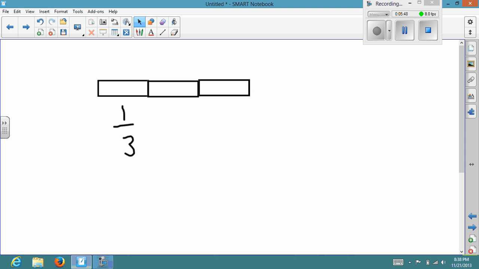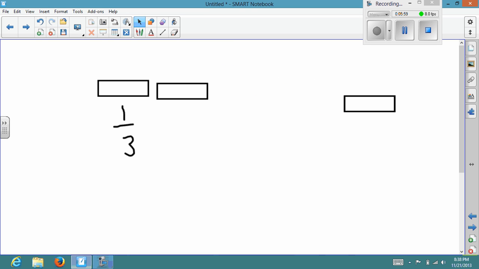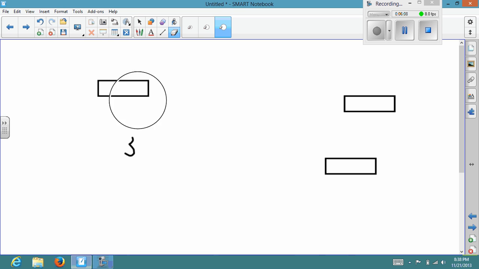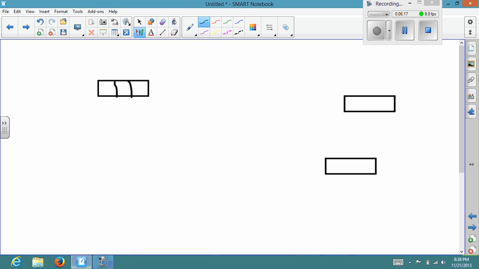Okay, so that was fairly easy. Suppose you were told that this piece here represented the whole, and then what would 1/3 look like? So if that's a whole, what's 1/3 going to look like? Well, you're just going to take your strip and cut it into 3 pieces. So there are all different ways to think about this.